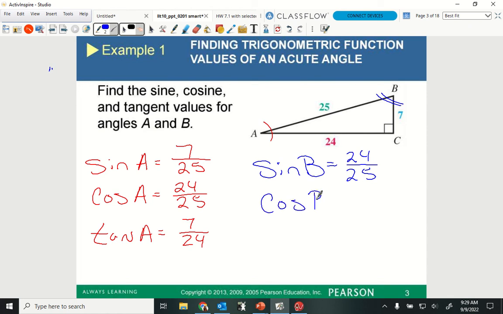So cosine of B, cosine is caught another hippie. So what is cot? Adjacent. Or no, cot is cosine. Okay. Another hippie, right? So adjacent is now going to be 7 and 25. Very good. And last one is tangent. So tripping on acid. So what is on here? Opposite. And acid is? Adjacent. There we go. So it's 24 over 7.